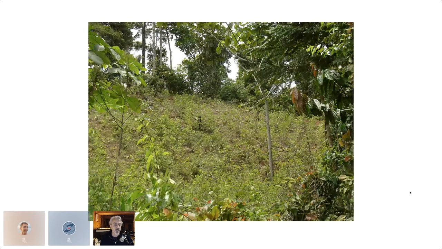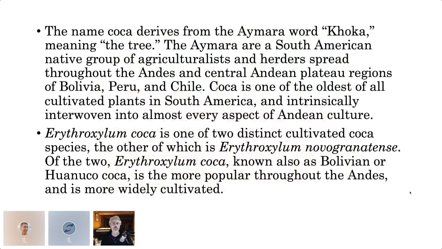These plots may be a couple of hectares, a hectare being 2.2 acres. They may be even slightly bigger, but they're not usually vast. Now in Colombia, where there are large tracts of land dedicated to coca production, and where coca is cultivated more widely than any place in the world, there are very large plantings. But in general, in Peru, you don't see that so much.